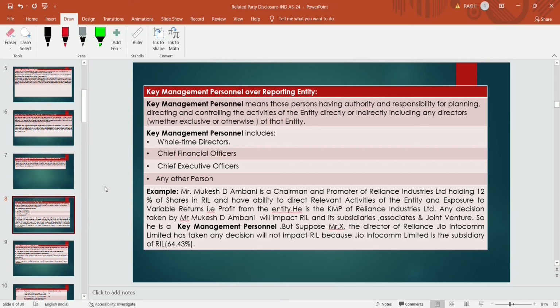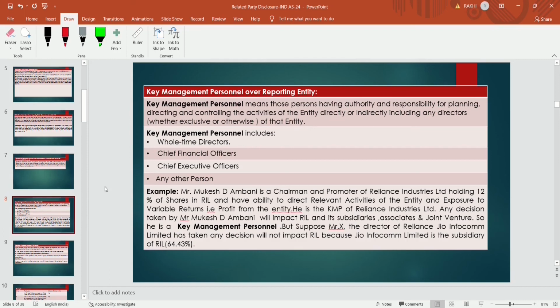So his decision has that much power that whatever decision he takes, it will impact not only the holding company but also all the subsidiaries, joint ventures and associates. If it affects his subsidiaries, joint ventures and associates, it will indirectly affect Mr. Mukesh Ambani. So he has that much power, and he is the KMP of RIL.